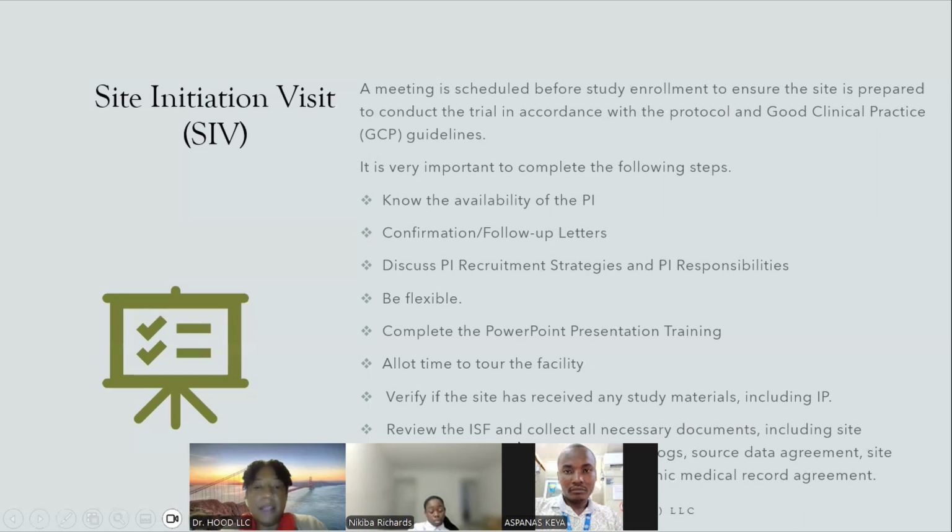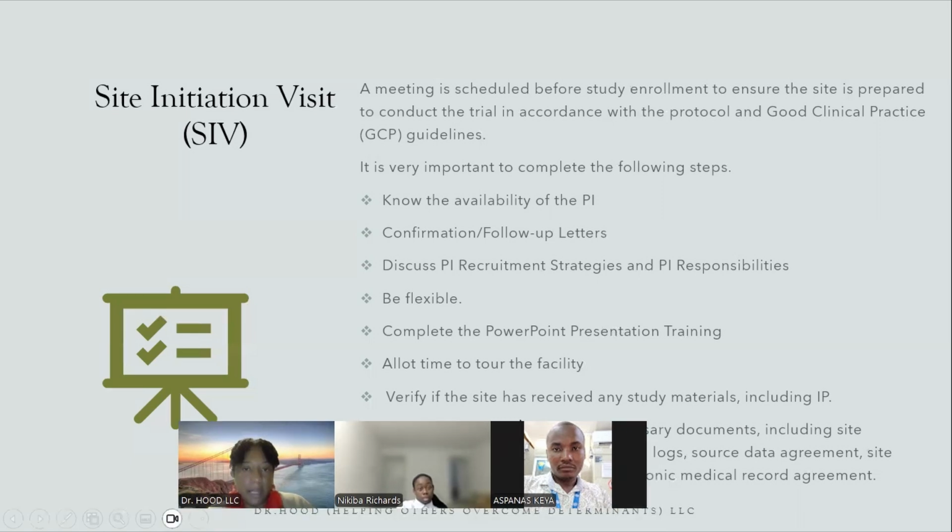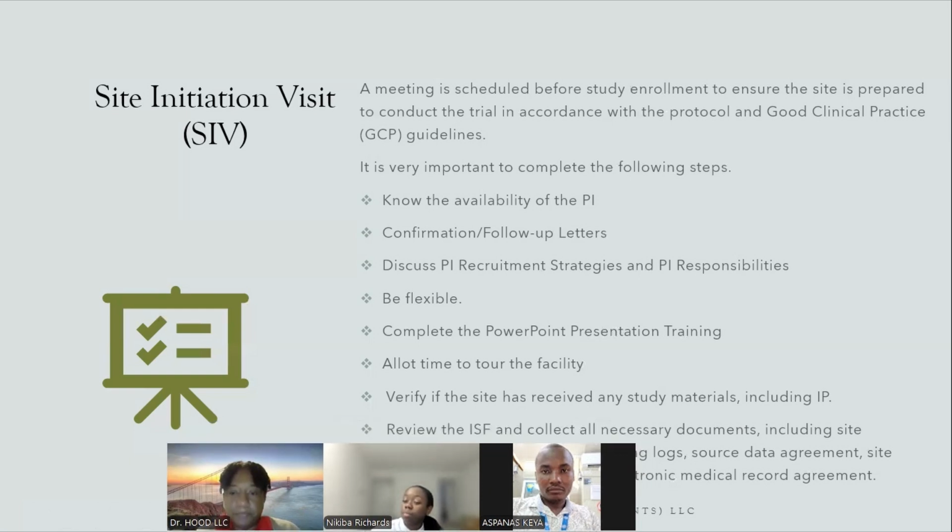Now, I didn't think that this was possible, but it is. I've seen people who perform SIVs and do not have the site complete the training log saying that they performed the SIV. So it is very important as a CRA when you conduct the SIV, everybody that was present during that presentation, you document that on a training log. Okay. So please, please, please do not forget to do that.